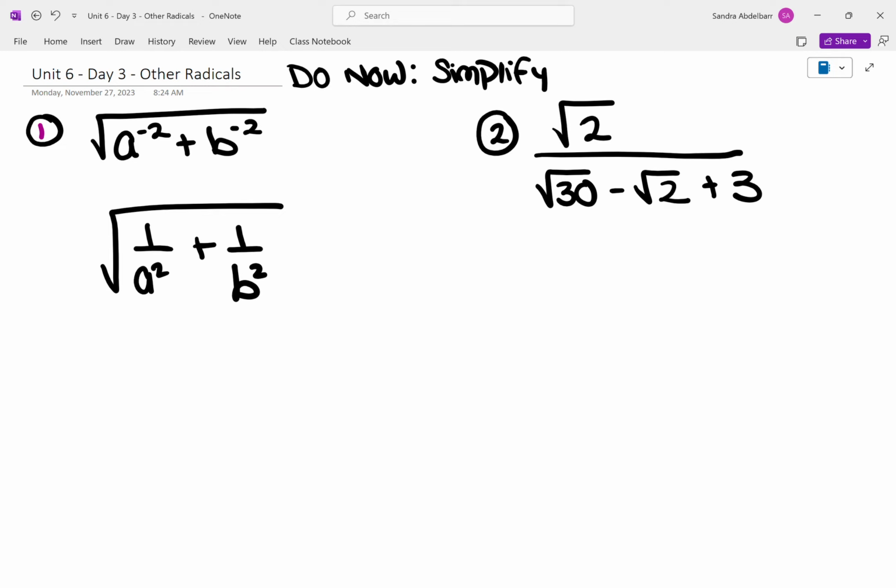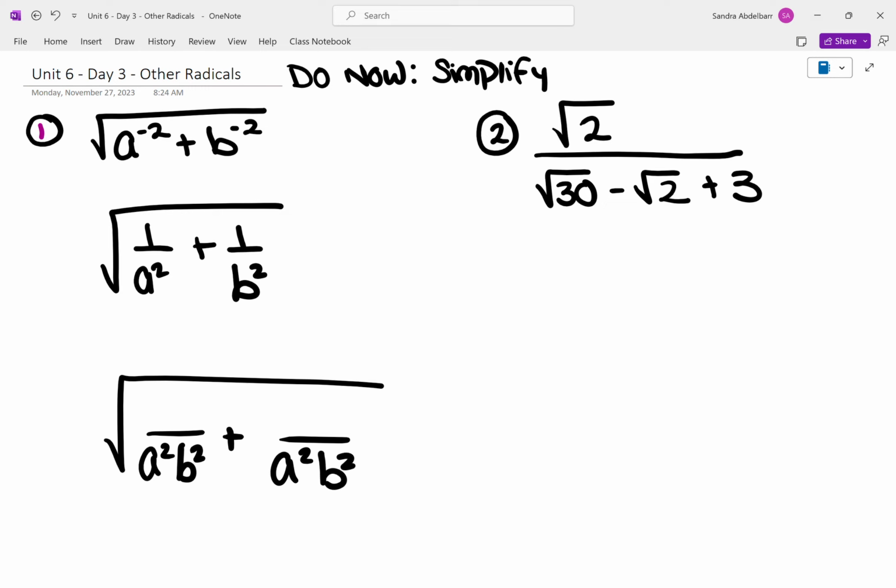Noah? Combine the fractions. Yeah, basically add the fractions. How are we going to add the fractions? We must first create a common denominator. And what's our common denominator for a squared and b squared? It will be a squared b squared.